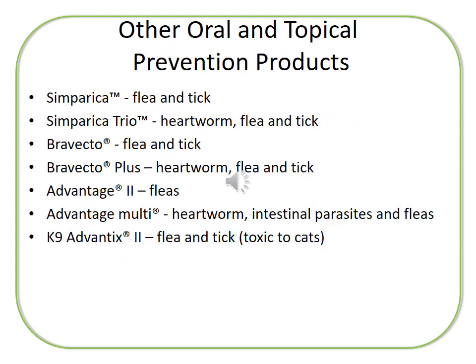There are other oral and topical preventative products on the market that you may have heard of, and these are available by special order. They would include Simparica, Simparica Trio, Bravecto, Bravecto Plus, Advantage 2, Advantage Multi, and Canine Advantix 2.